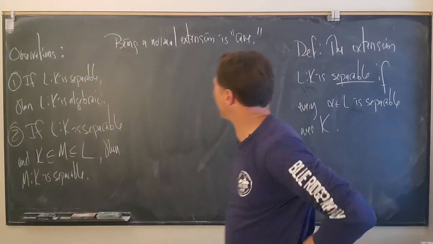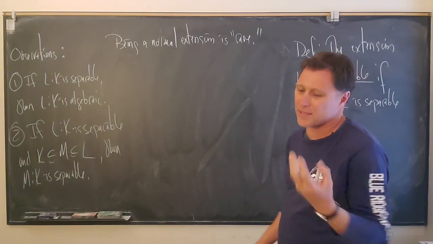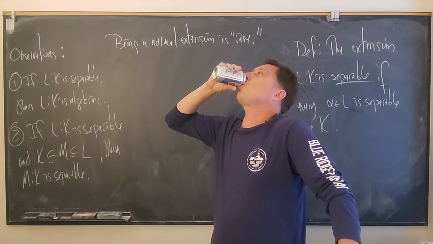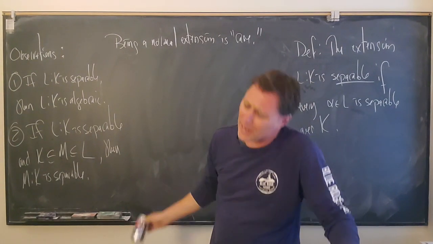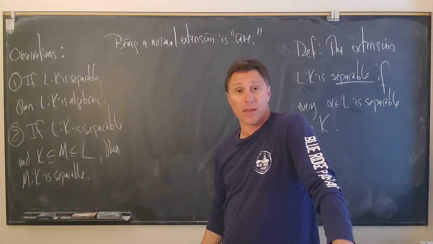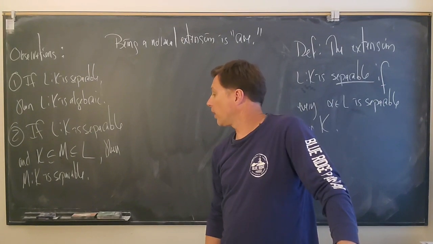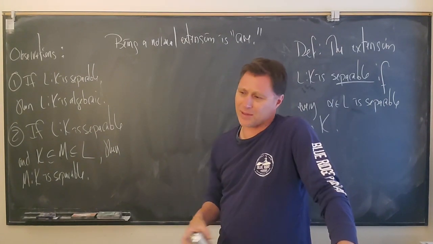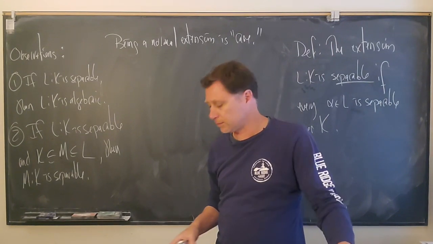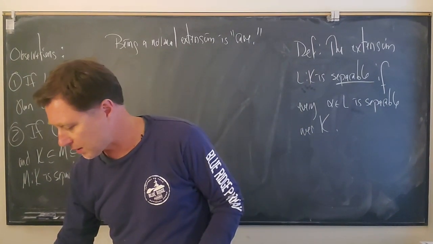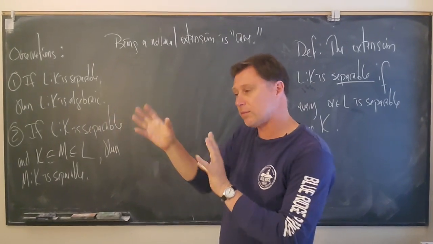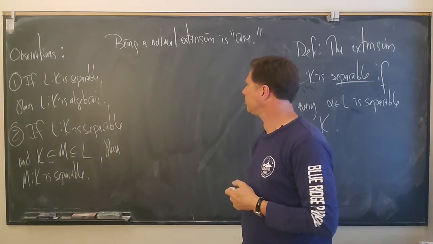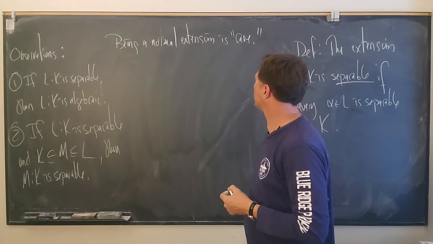I mean, what does it take to be a normal extension? Well, it essentially means it's got to be a splitting field for some collection of polynomials. In the finite degree case, it needs to be a splitting field for some polynomial, and that's kind of hard, right? Being a splitting field is sort of delicate. It's not the right word, but in some sense, it's delicate.